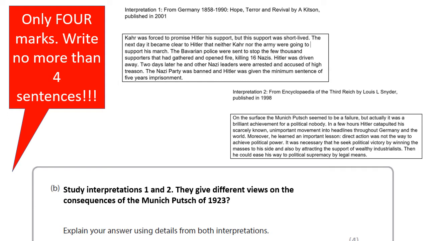So the first thing I need you to do is copy down question 3b. That is, study interpretations 1 and 2. They give different views on the consequences of the Munich Putsch of 1923. Explain your answer using details from both interpretations. You need to put that in your book as your title.